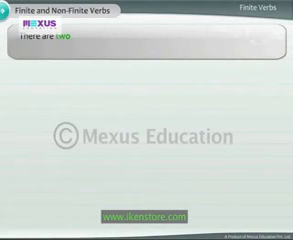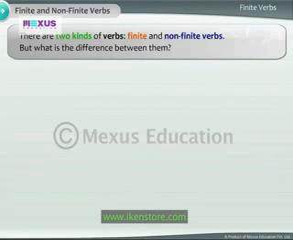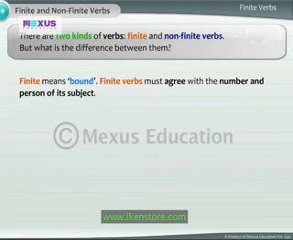There are two kinds of verbs, finite and non-finite verbs. But what is the difference between them? Let us first look at finite verbs. Finite means bound. Finite verbs must agree with the number and person of its subject. Let us read the following examples.